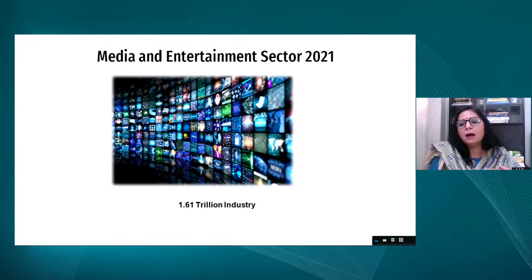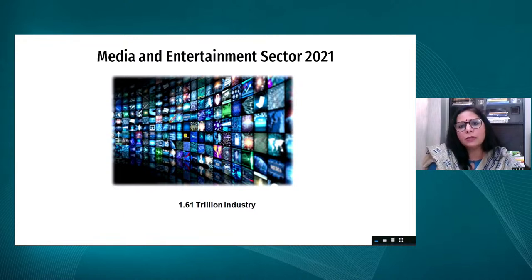That means a lot of job opportunities for students, a lot of work in different sectors, in different media. You have newspapers, you have television, you have radio, you have digital. Everywhere, there are multiple jobs.